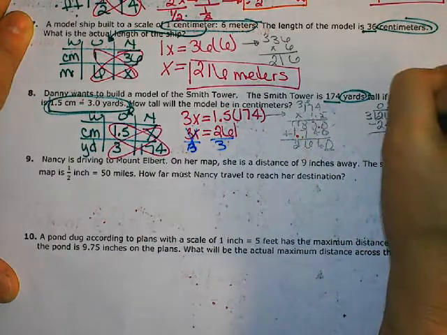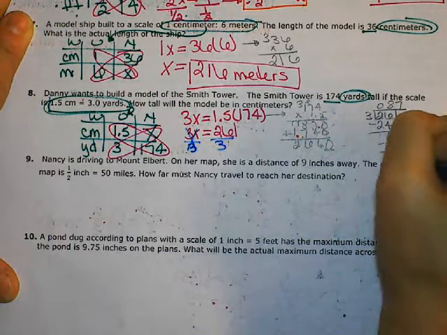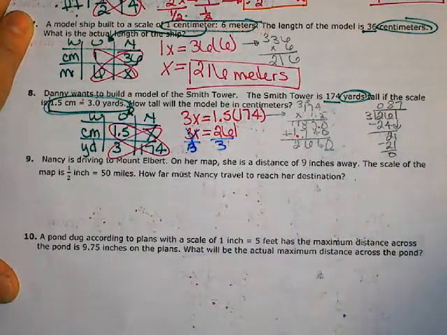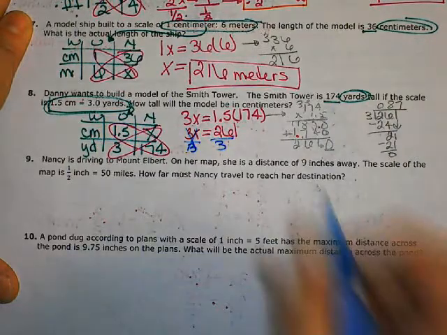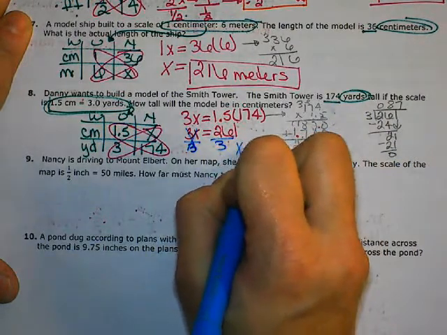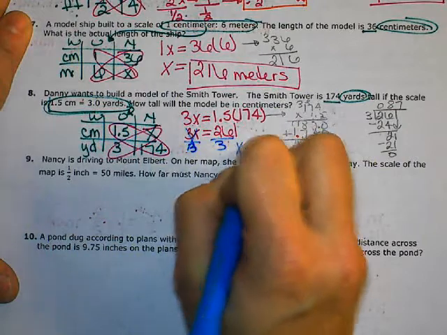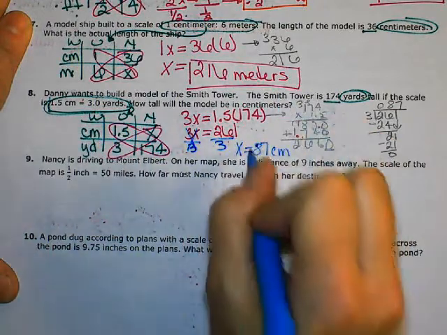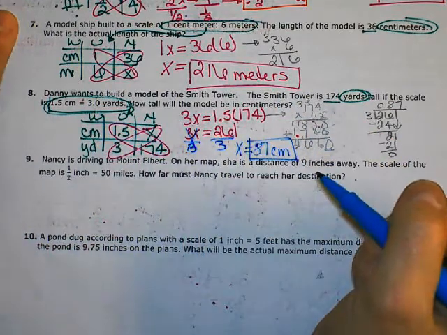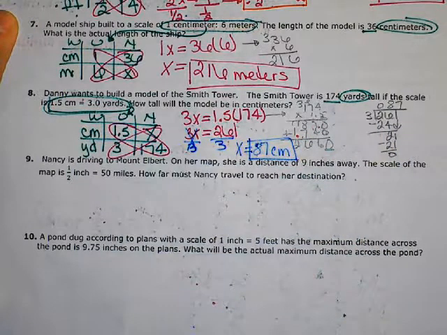Bring down the 1. 3 goes into 21 7 times. And I have nothing for a remainder, which is great, because then I don't have to add any decimals or zeros. But I do find out that x is 87 centimeters. Are there any questions on number 8?